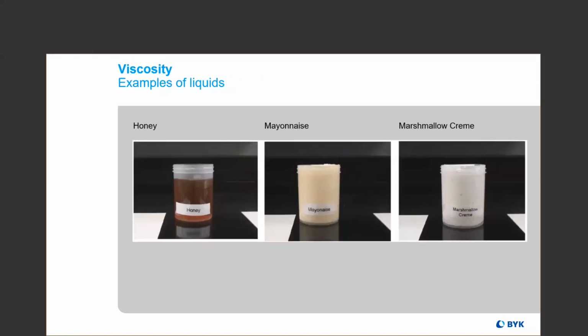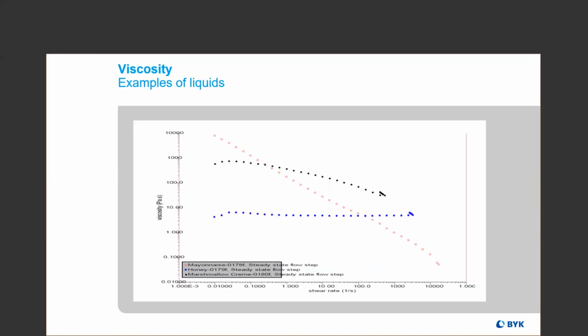So here we have some examples of various liquids. We have honey, we have mayonnaise, we have marshmallow cream. And here we see how each of these liquids responds to increases in the shear rate. So we have the blue line, which represents honey. And you can see that the viscosity remains constant with increasing shear rate. And that makes it a Newtonian liquid.